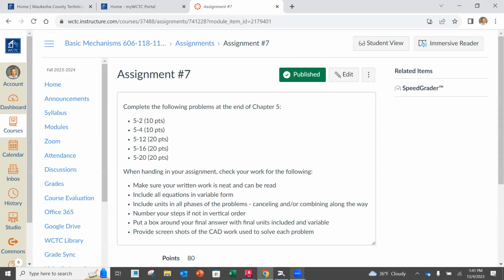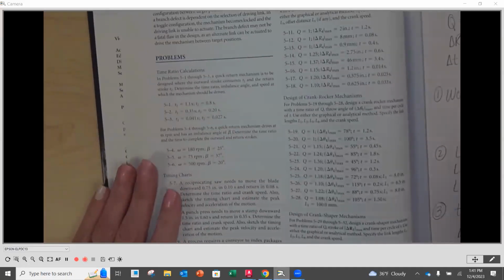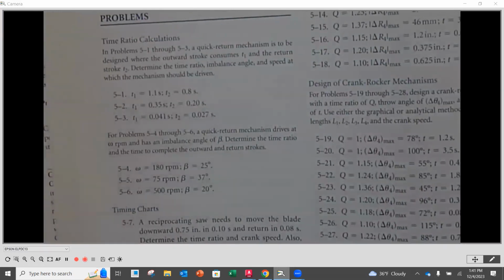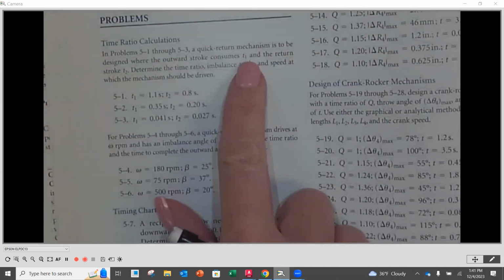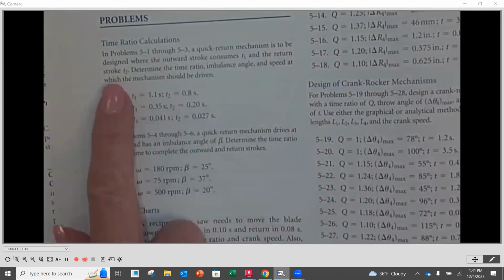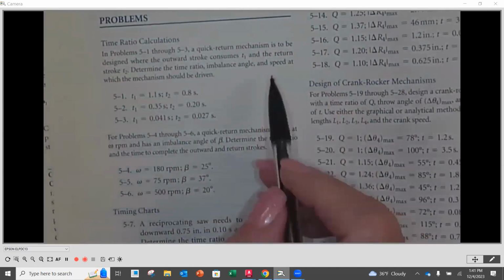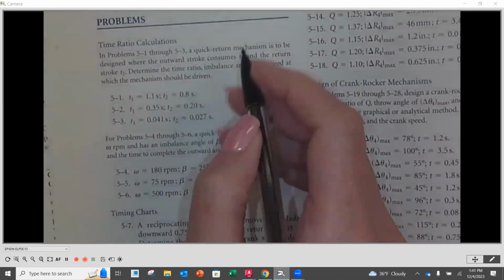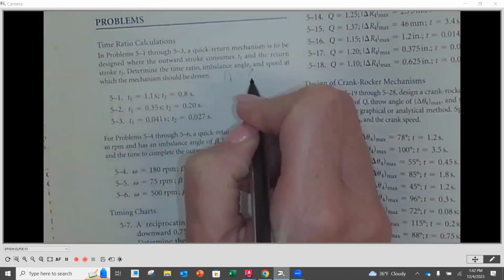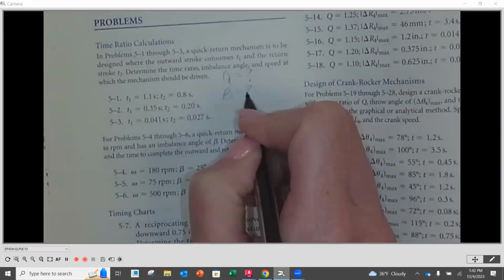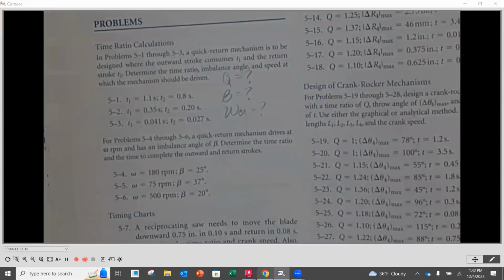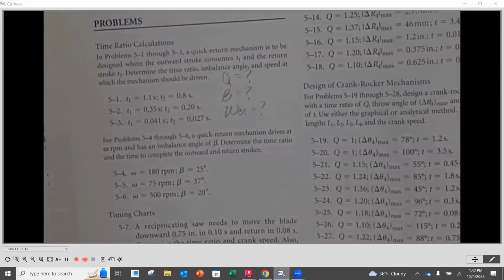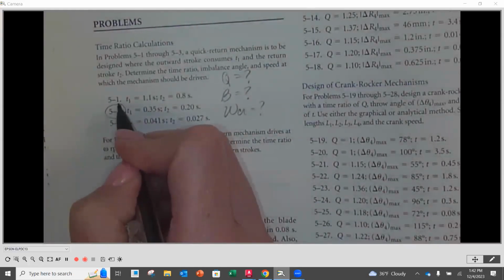And so if we go underneath and we look, this says we want to determine, these are the time ratio calculations for those problems. We want to determine using the stroke value T1 and T2 on the return cycle, the time ratio, the imbalance angle, and the speed at which the mechanism should be driven. So we're looking for Q is equal to, beta is equal to, and our W of our crank. Those are the 3. So 5-2 is going to be your homework problem.